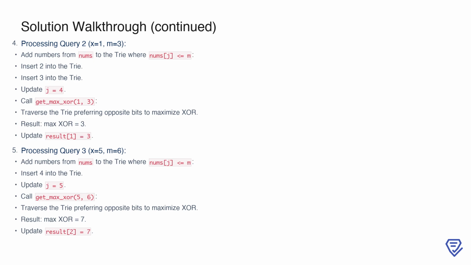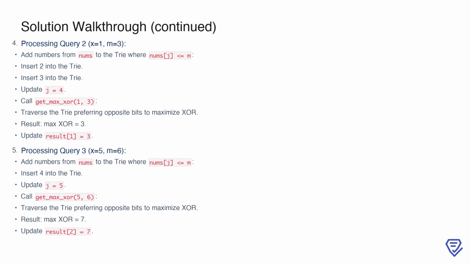Next, we process the query with x equals 1 and m equals 3. We continue adding numbers from nums into the tree where nums[j] is less than or equal to m. At this point, we insert 2 into the tree, creating nodes for its binary representation. Similarly, we insert 3 into the tree, updating j to 4 since we've now added all numbers less than or equal to 3. We then calculate the maximum XOR for x equals 1 using get_max_XOR(1, 3). By traversing the tree and preferring opposite bits, we find that the optimal number yields a maximum XOR of 3.